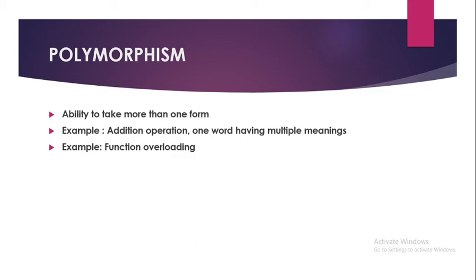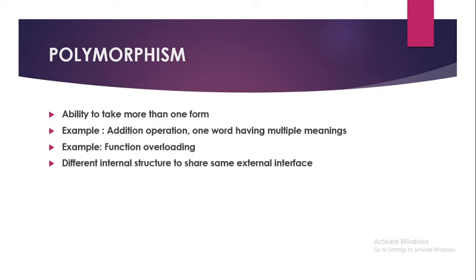Depending upon the type and the number of parameters, different code can get executed. So results can be different. Even though the function name is the same, you can get multiple, different results. So this is again an example of polymorphism, or the ability to have more than one form.